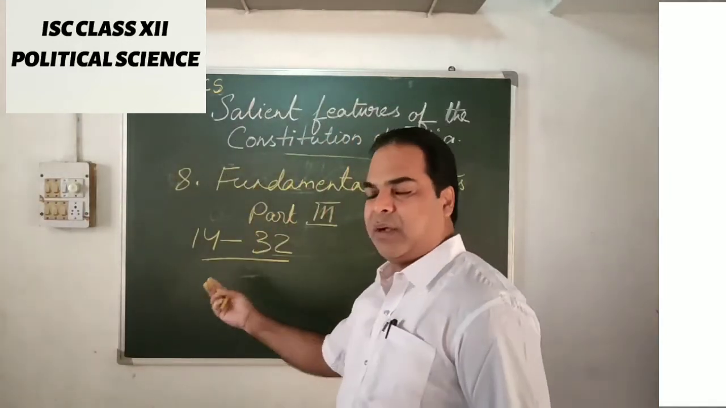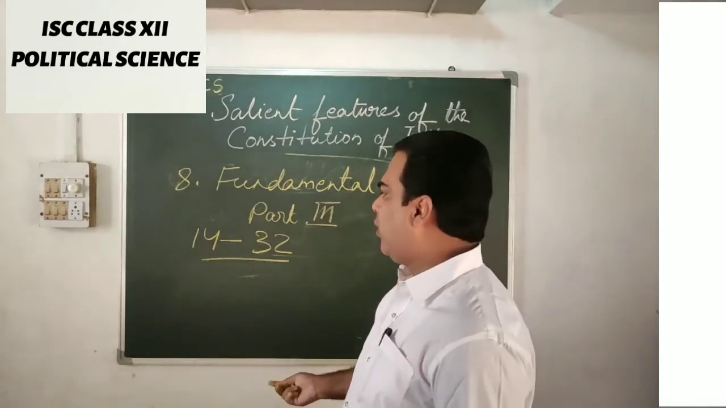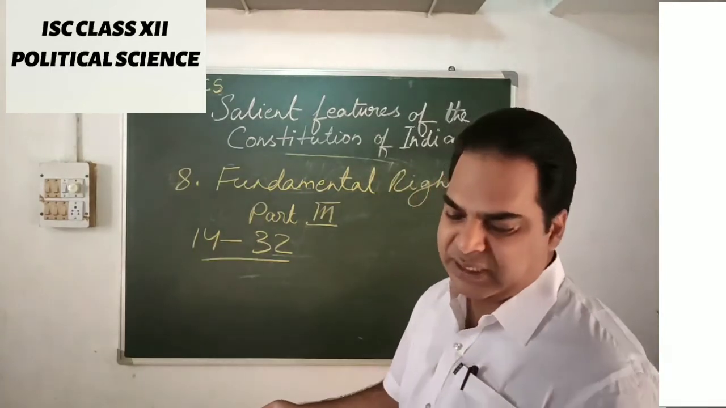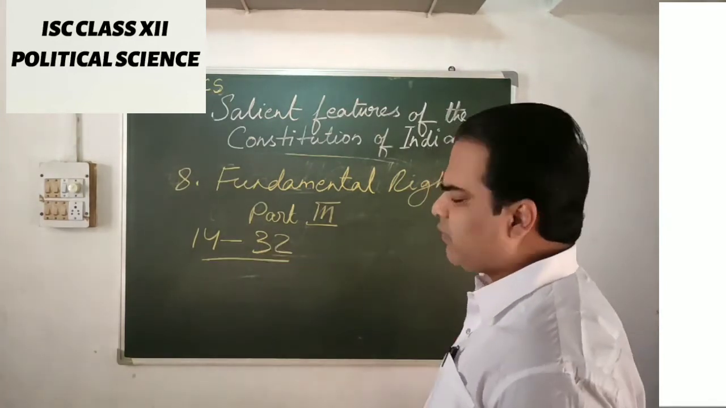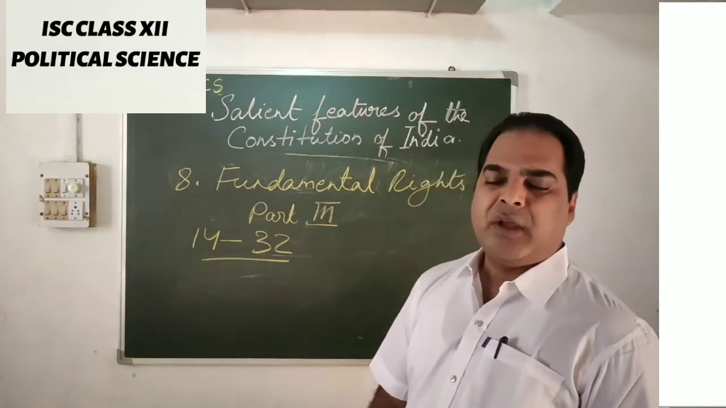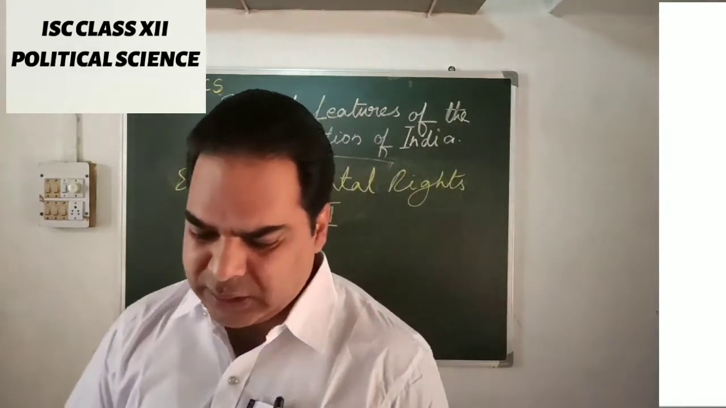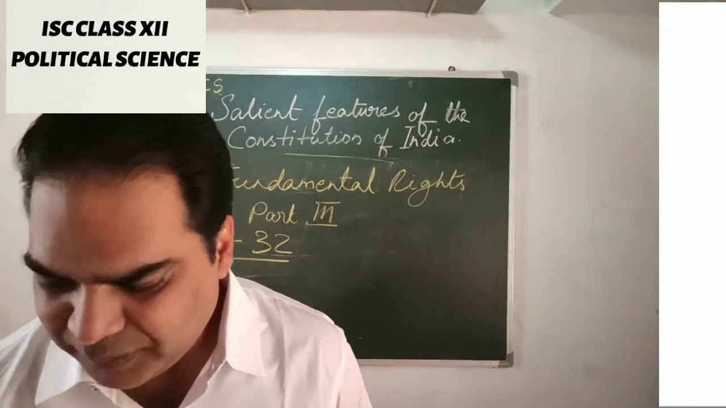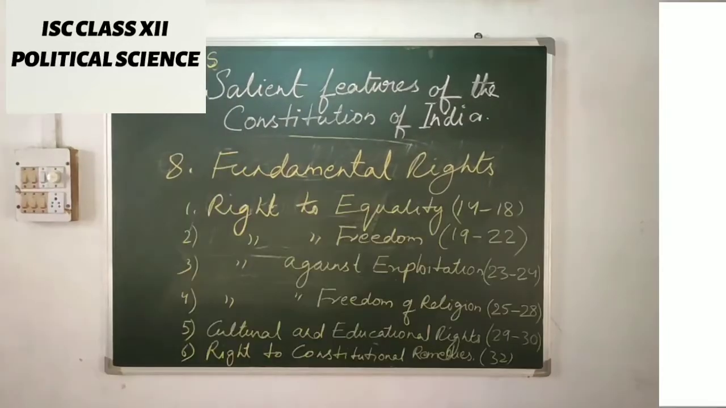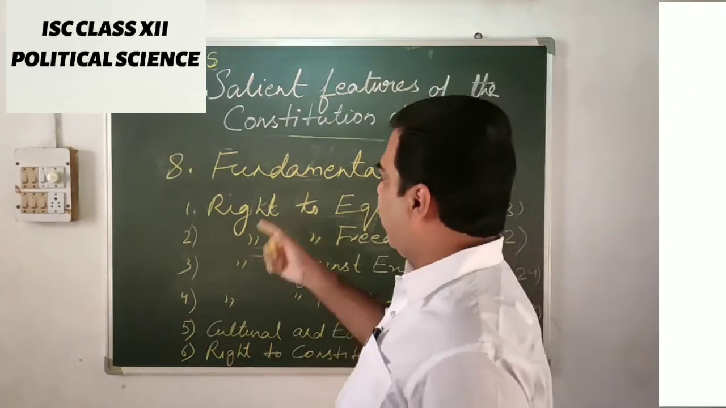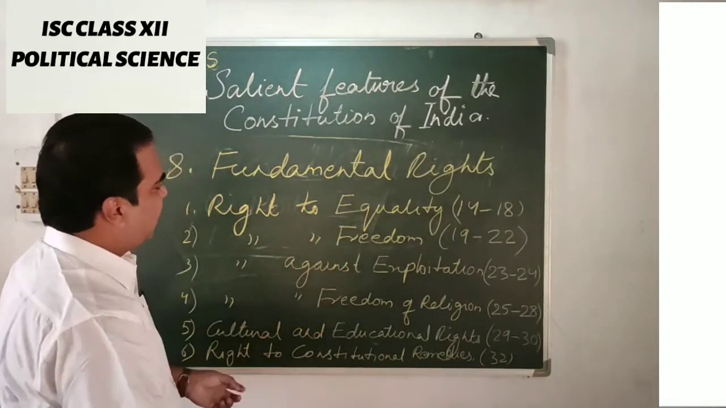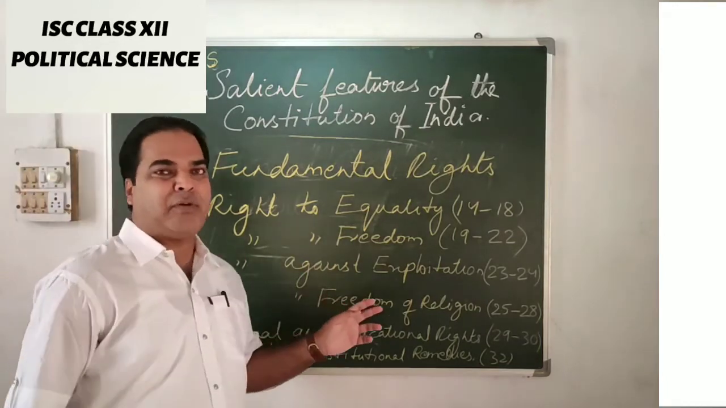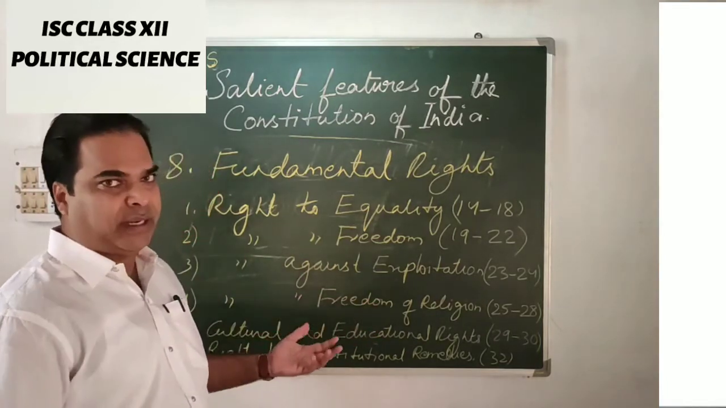Again, these articles are divided into a number of articles. Okay, 14 to 19 deals with right to equality. So all these articles from 14 to 32 deal with fundamental rights. So let me tell you about fundamental rights. I would like to tell you a little bit about the fundamental rights, but we have a separate chapter on fundamental rights which we can discuss later on in a detailed way.